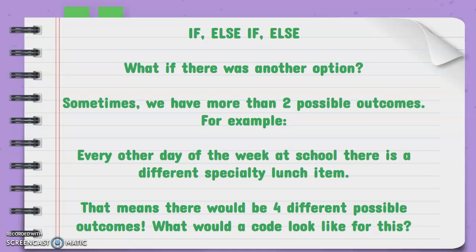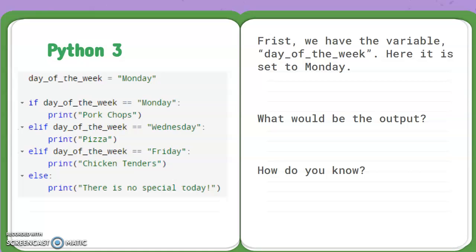First of all, let's talk about why there are 4 outcomes. We have Monday, Wednesday, and Friday, so those are our 3 outcomes, but we also have our else. So what about Tuesday or Thursday? Let's see what this would look like. So first we have the variable day of the week. Here it is set to Monday. What would be the output, and how do you know? Take a moment to pause this video and try to figure out what the output would be if it was Monday.